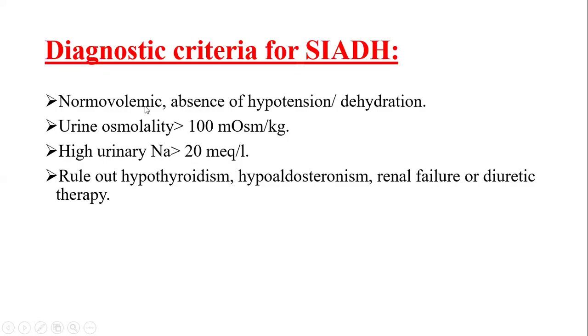Diagnostic criteria for SIADH are that there should be normal volume, but there should be absence of hypotension, dehydration. The urinary osmolarity should be more than 100 milliosmol. There should be high urinary sodium, more than 20 milliequivalent per liter, and we have to rule out hypothyroidism, hypoaldosteronism, and renal failure or diuretic therapy.